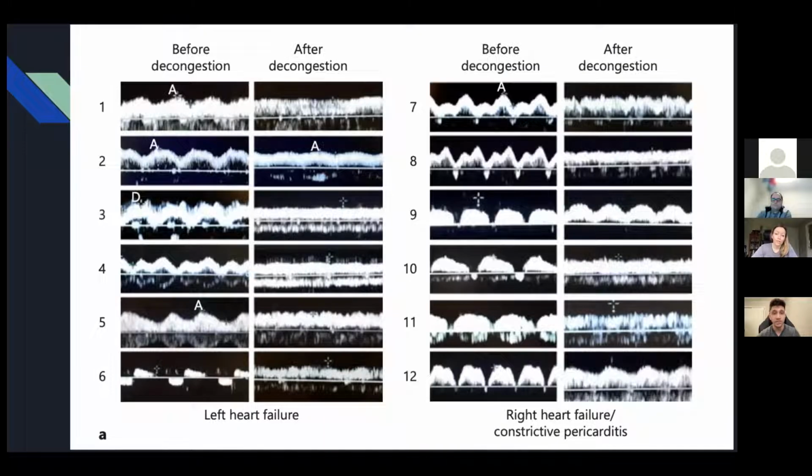So I really like this graph here. They have all 12 of their patients here before and after decongestion. As you can see, these portal flows are in the severe category, greater than 50%. One patient even had flow reversal, it looked like, and they really smooth out after decongestion.